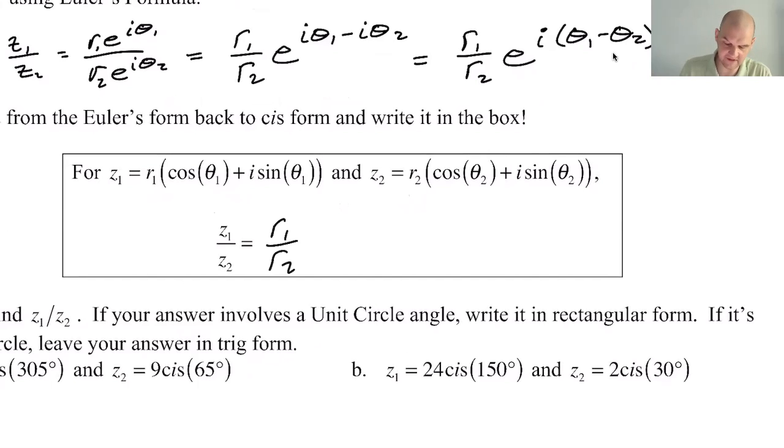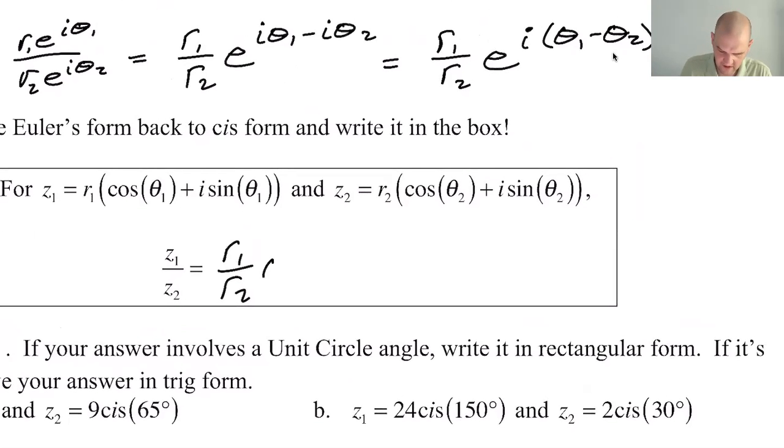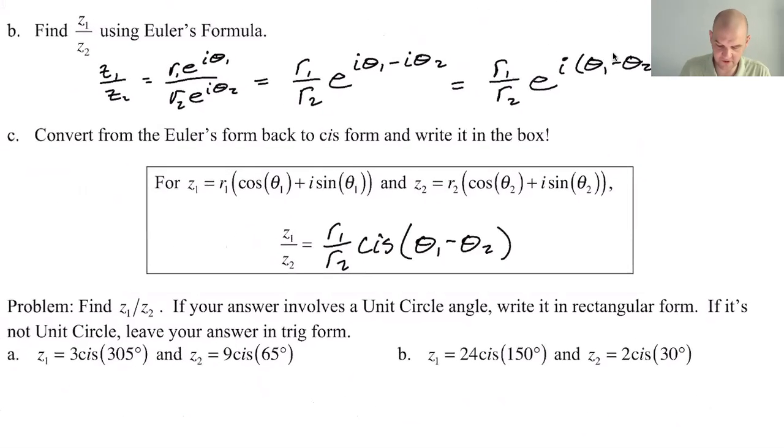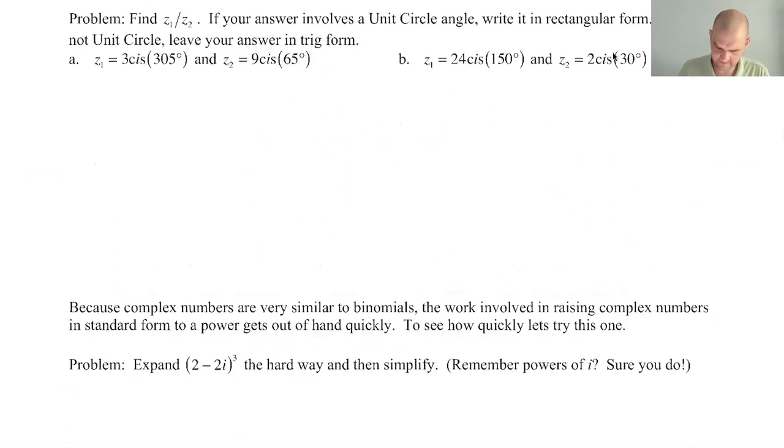It's also really similar to logs, where division inside becomes subtraction outside, and multiplication inside a log becomes addition between the logs. Logs are also just exponents, so it's properties of exponents. Everything comes back to properties of exponents with these. So I'm going to write it like this: theta 1 minus theta 2. All right, so that's how we are going to divide them. If you get lost or you forget, just remember Euler's formula and do it, and it'll just work out for you.